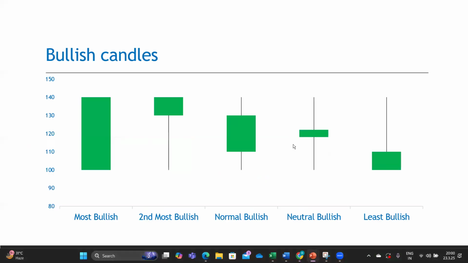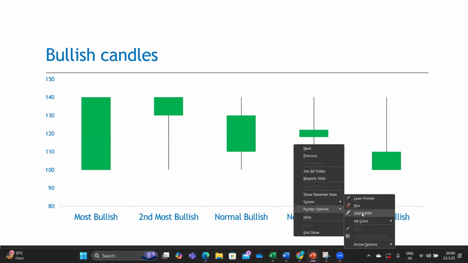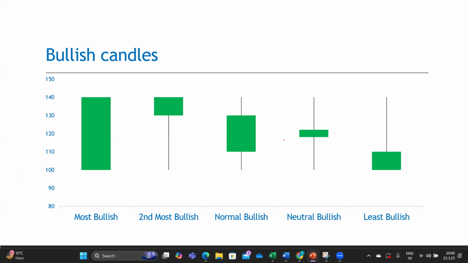This is, let's say, a normal or a neutral bullish candle. Let's say it opens at 120. It falls to 100, makes a high of 140, and then फिर वापस से गिर के वो 125 पे जाके बंद हो जाता है. Right? Means neither bulls are in command nor bears are in command.